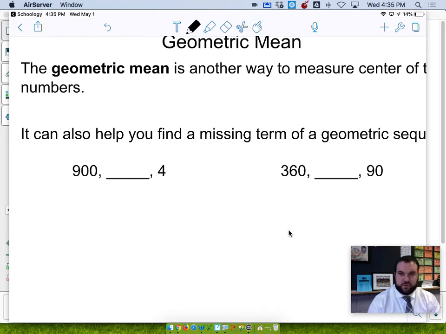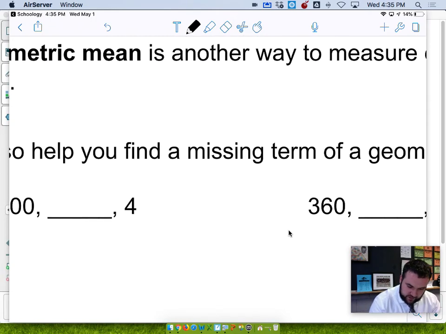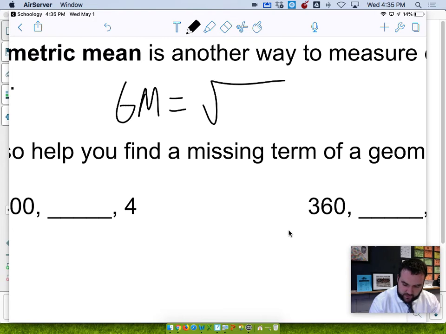The geometric mean is just another way to measure what's the center of two numbers. To do that, the geometric mean is equal to the square root of the two numbers multiplied together. All I'm going to do is multiply the two terms together and then square root that result. So let's see how this works real quick.